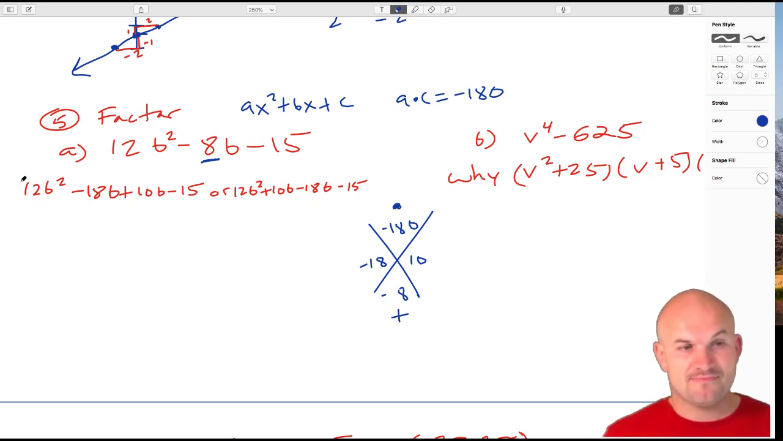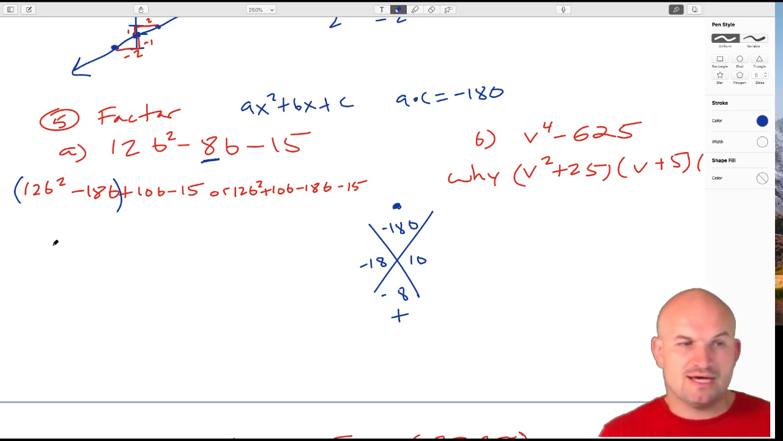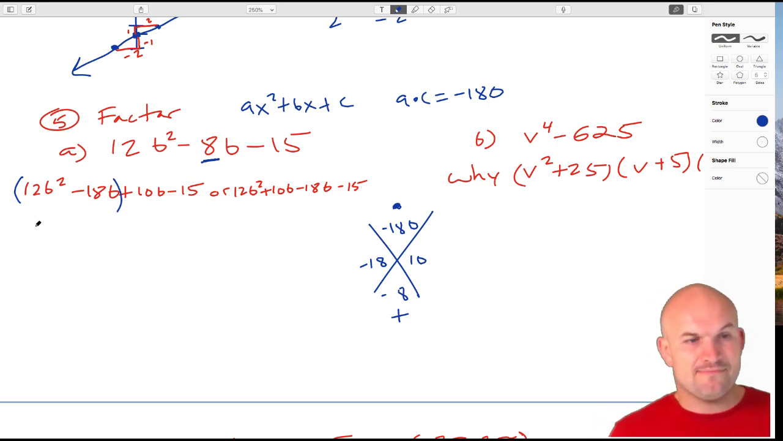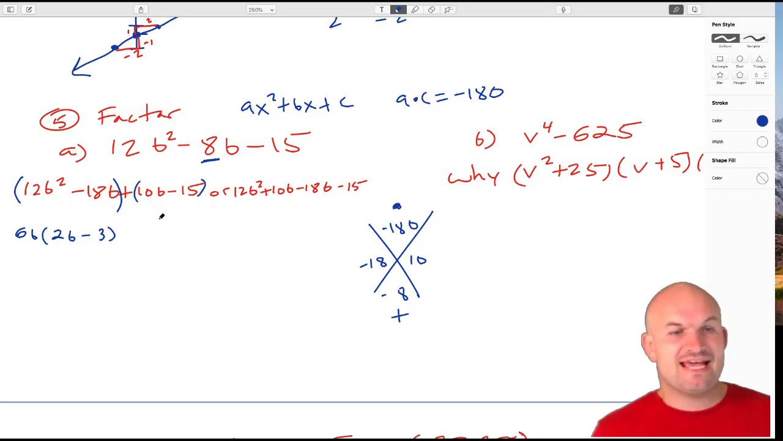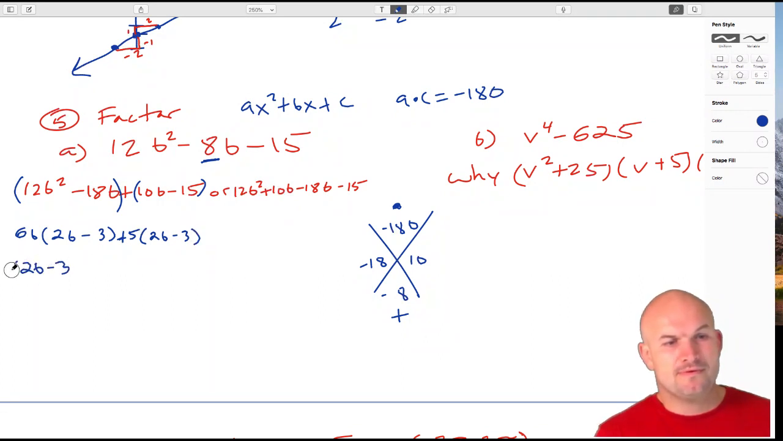So if we group the first two terms, we ask, what can we factor out of these first two terms? Well, I can factor out a 6b. By factoring out a 6b, I'm left with a 2b minus 3. Over here, I can factor out a 5, and that's going to leave me with a 2b minus 3. Then I factor out the 2b minus 3, and that leaves me with a 6b plus 5.